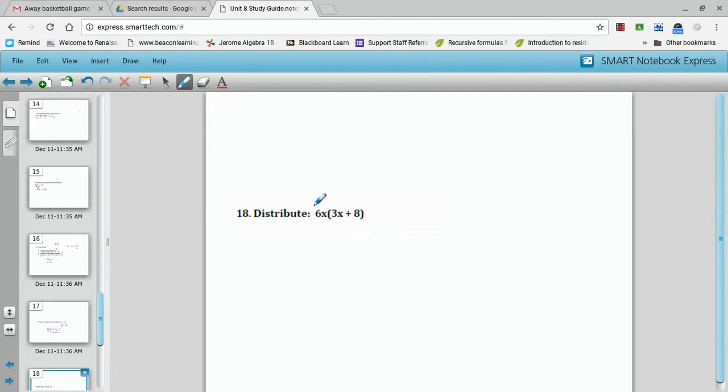Number 18, distribute means multiply. 6x times 3x is 18x squared. 6 times 3 is 18. x times x is x squared. 6x times 8 is 48x. And your final answer is 18x squared plus 48x.